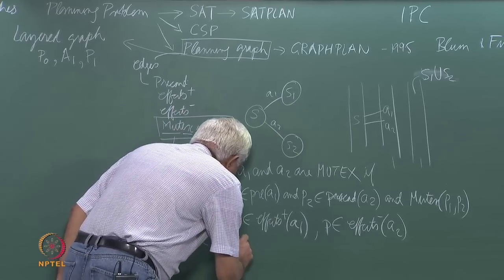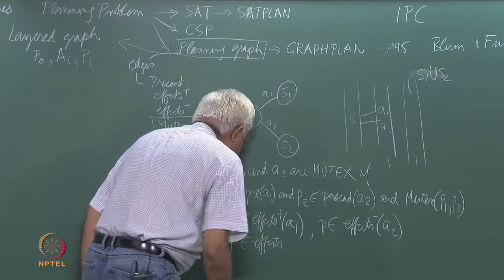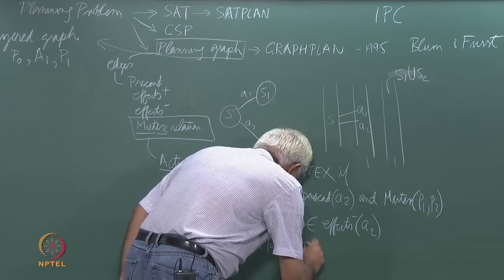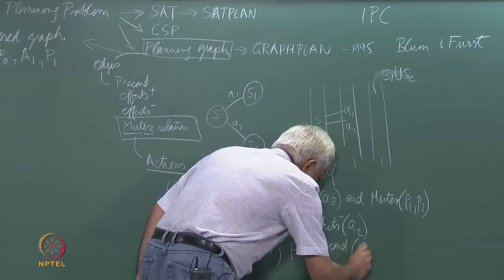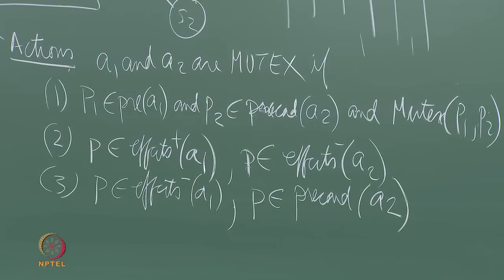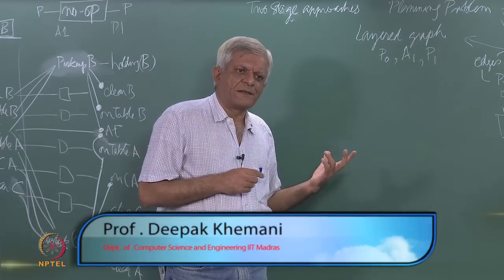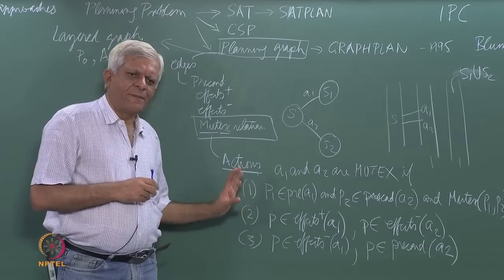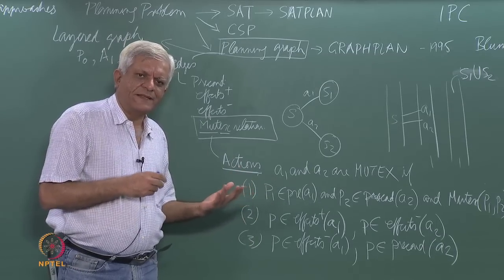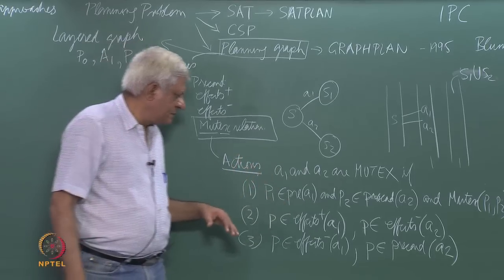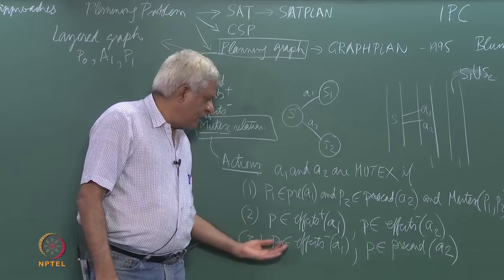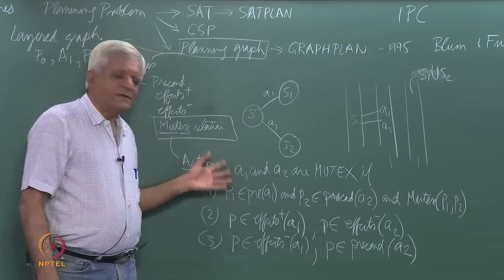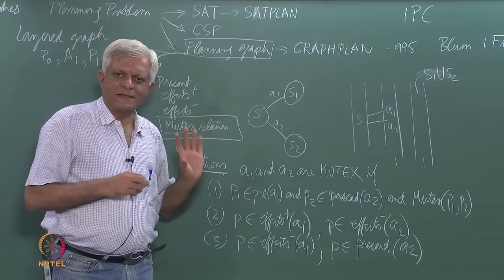A third condition is that P belongs to effects minus of A1 and P belongs to precondition of A2. So, if a predicate P is required by action A2 and predicate P is being deleted by action A1, then we say that A1 and A2 cannot be in parallel. Again, the reason for this is that if we were to linearize them, then the two orders will not produce the same effect essentially. For example, if you were to do A1 first, then it would delete P and then you cannot do A2 after that. You could do A2 first and A1 afterwards, but then you can see that the effect of these two actions is different. We want our parallel plans to be such that they can always be linearized to give us a solution plan.